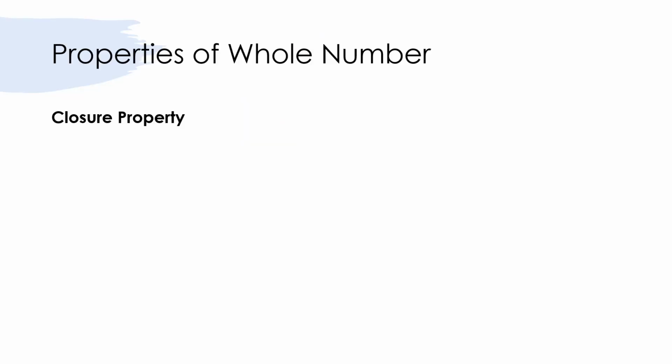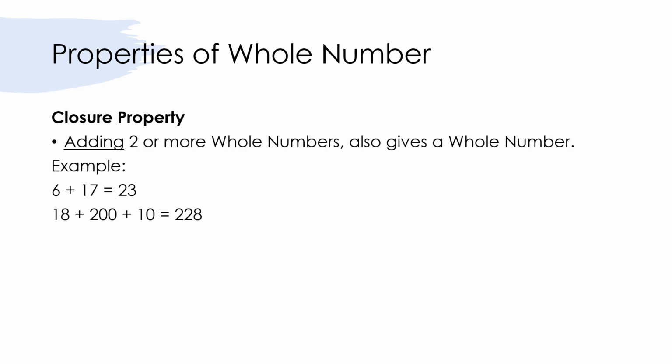First, we will look at the closure property. What is the closure property? The closure property of addition is when we add two or more whole numbers, the answer is also a whole number. For example, 6 plus 17 is 23. 18 plus 200 plus 10 is 228. We can add as many whole numbers as possible, but the answer will always be a whole number. So, when we add two or more numbers from the world of whole numbers, the answer is also inside the world of whole numbers.